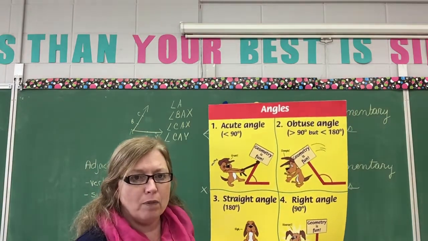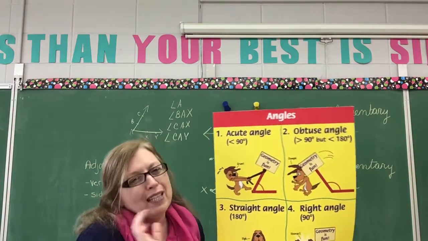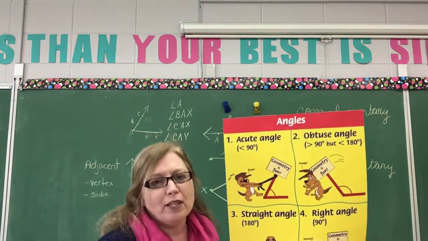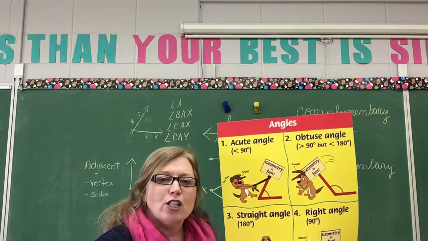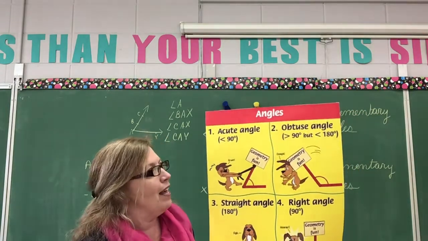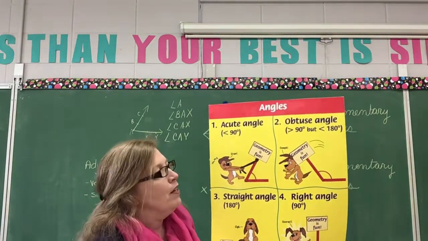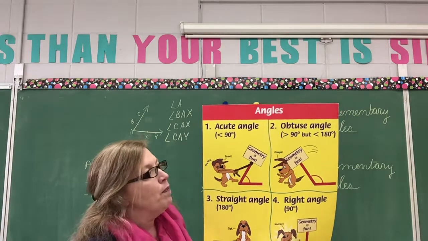Okay, now the way I help most of my students remember this is acute is a little angle. It's a little baby angle, and most people think that babies are cute. So if you pretend, it'll help you, okay? An acute angle is a little angle. It's a little tiny baby angle, all right? So it's an acute angle.